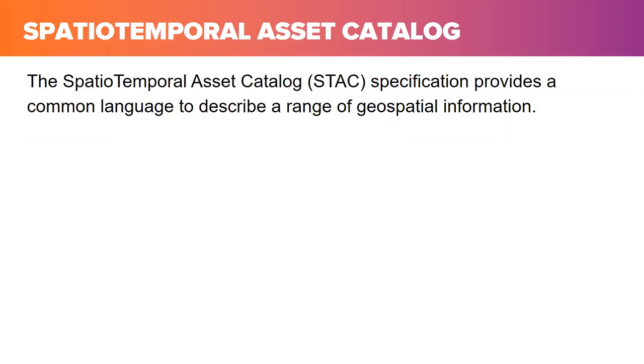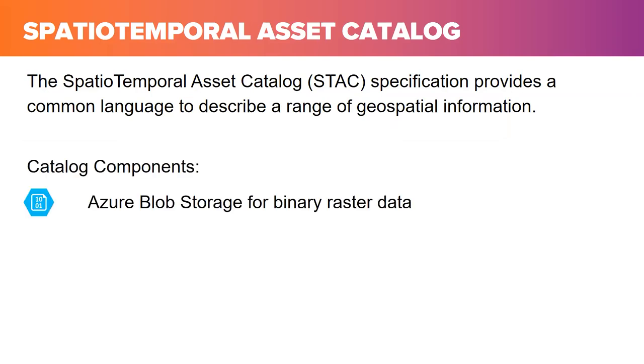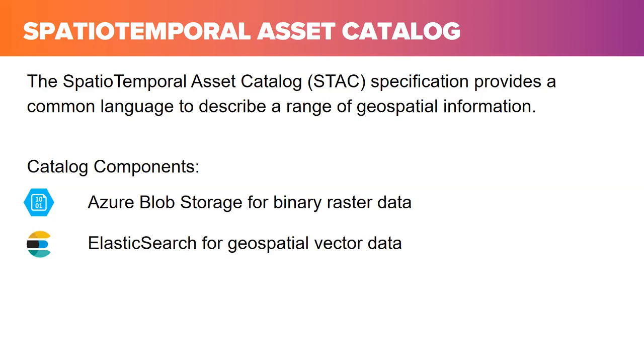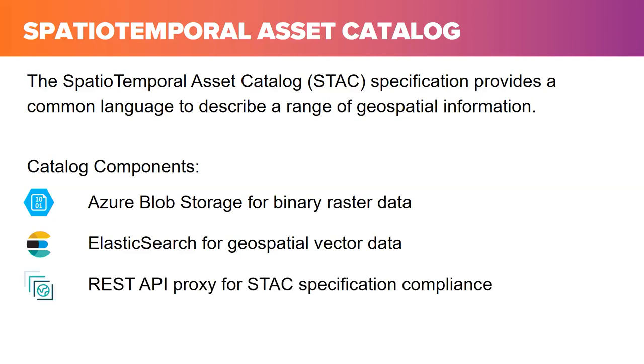Okay, spatiotemporal asset catalog. In fact, it's not a database name, but a widely used specification that provides a common language to describe various geospatial information. Our data catalog has the following components. First, as already mentioned, all binary raster data is stored in Azure Blob Storage. All vector data is stored in Elasticsearch, as well as links to corresponding Azure blobs. Also, there is a REST API proxy to serve data from Elasticsearch according to the STAC specification. It's basically an entry point for all our consumers.